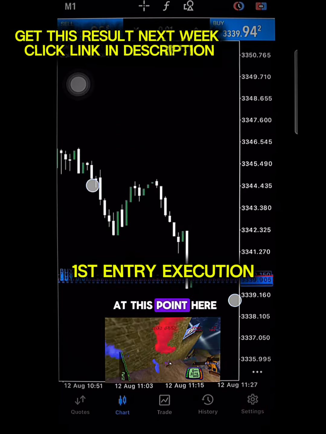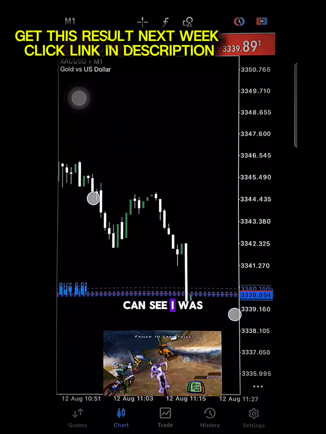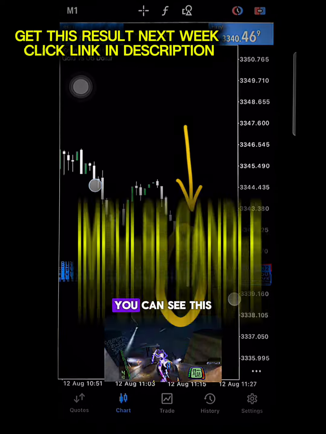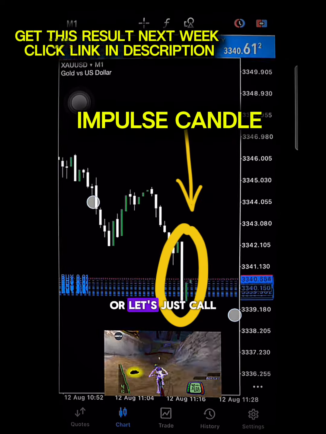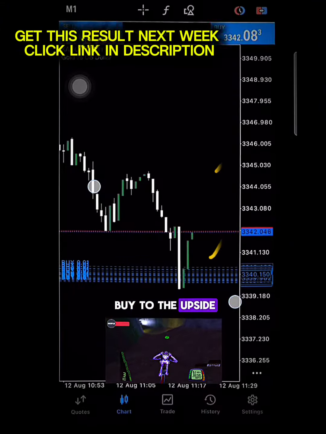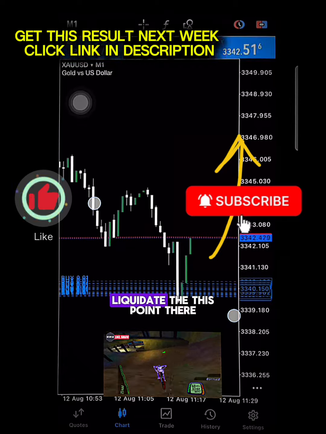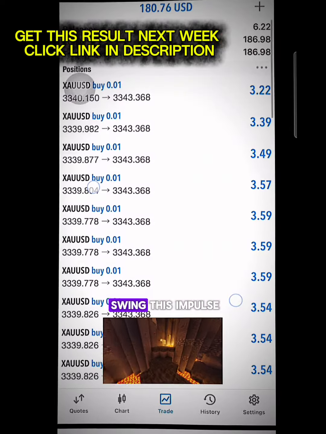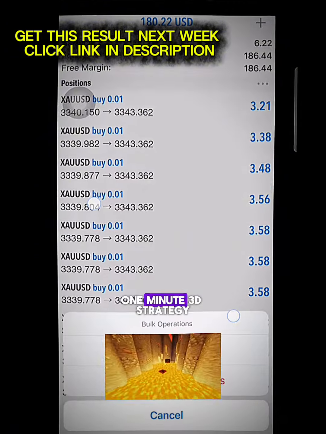If you look at this point here, you can see this is the trade I took. You can see I was entering the buy. Price broke out from that impulse. You can see this is the volatility candle, or let's just call it the impulse candle. So what I did is I caught the buy to the upside, and most times price is going to liquidate this point there, but it's better to close very early instead of trying to swing this 1 minute trading strategy.